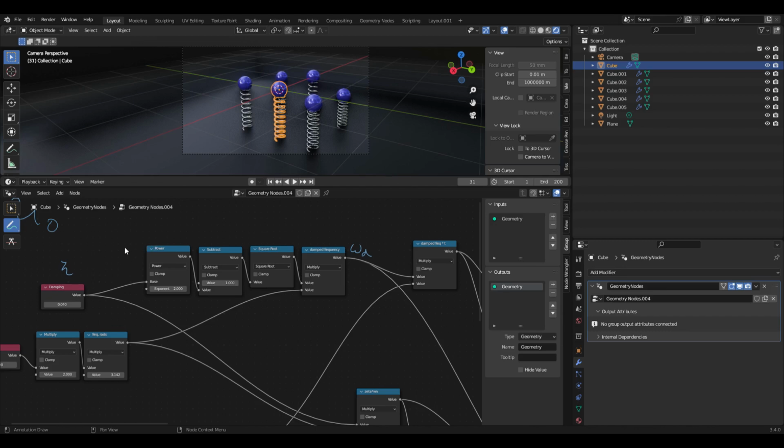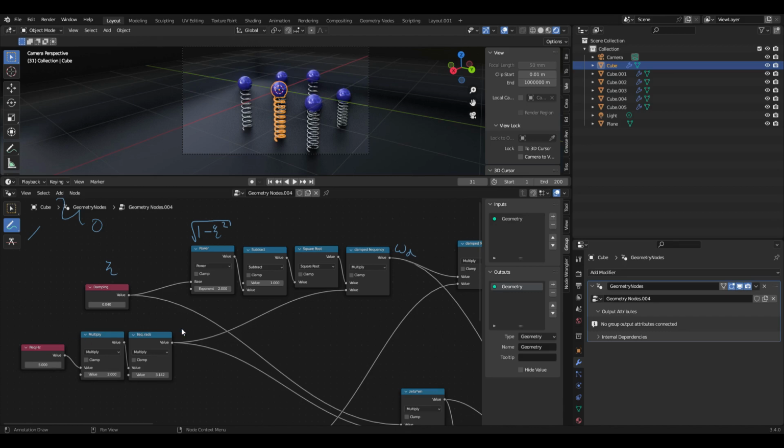So I take zeta and raise it to the power of 2, so here's squared, and then I subtract that from 1, take the square root, and then multiply by this quantity, which is the natural frequency. Now, I'm inputting the frequency in hertz here. To get that into radians per second, I need to multiply by 2, then by pi.